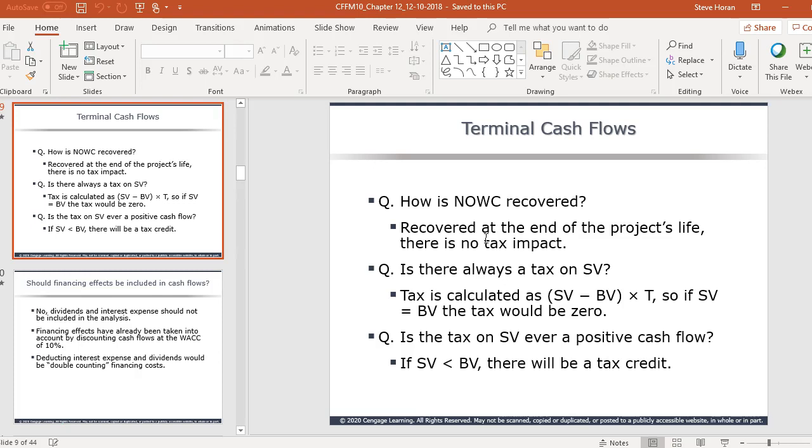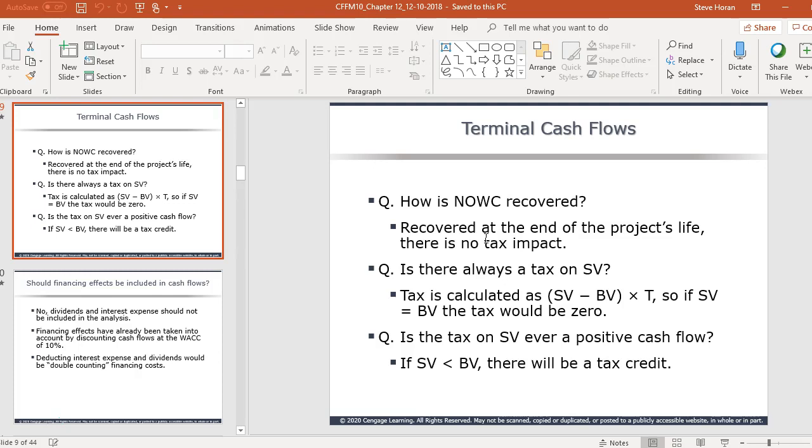Net operating working capital is recovered at the end of a project's life. It's just simply using up inventory, paying off the final accounts payable, and that will then recoup the initial cash outflow of net operating working capital. There's no tax impact on that.